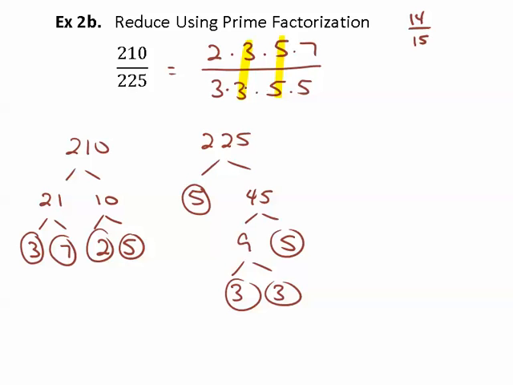And remember, the reason why that works is because 3 divides into 3 once and it divides into the other 3 one time. So anyway, we're left with on top 2 times 1 times 1 times 7, which is equal to 14. And then on the bottom, 3 times 1 times 1 times 5 is 15. So we get the same answer, again, just by using what's called the prime factorization method.